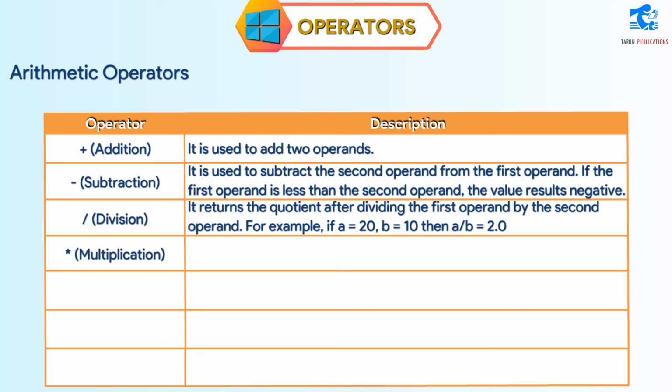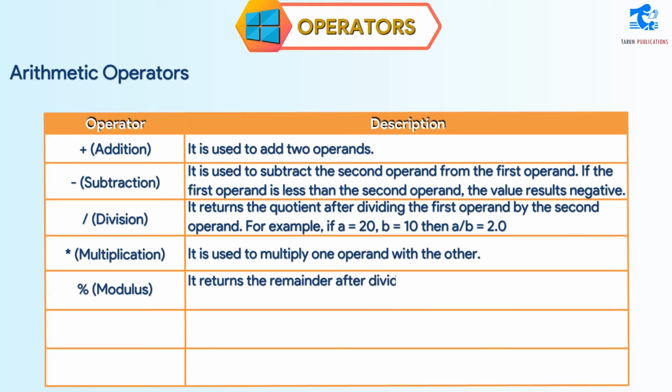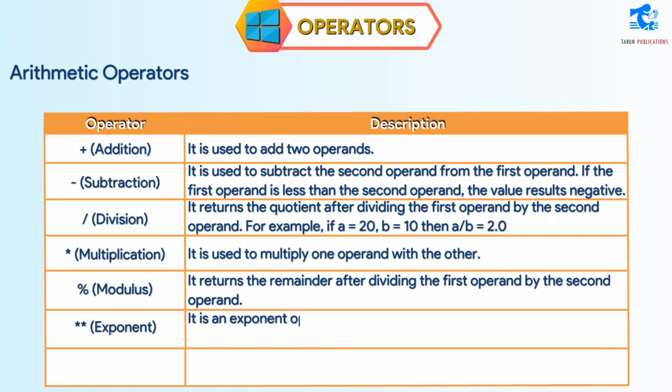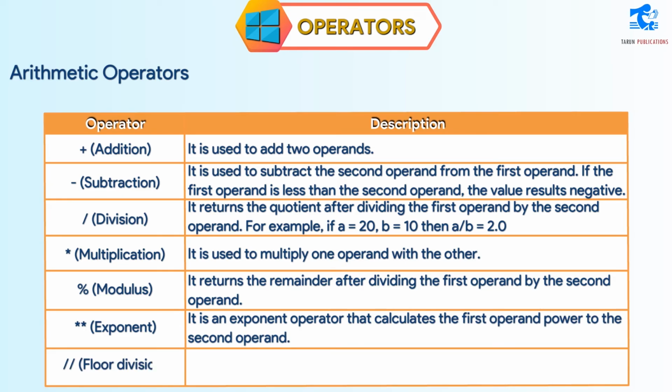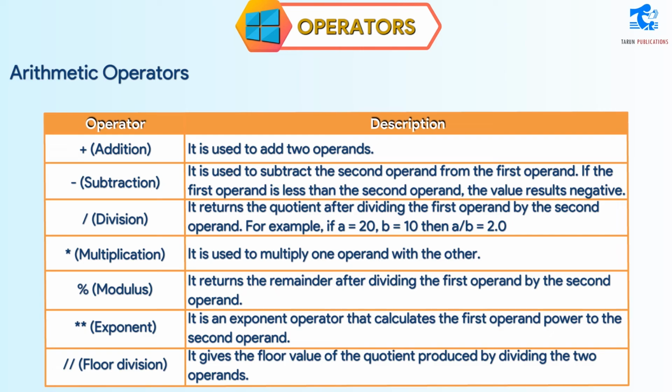Asterisk, multiplication: it is used to multiply one operand with the other. Percent, modulus: it returns the remainder after dividing the first operand by the second operand. Double asterisk, exponent: it is an exponent operator that calculates the first operand to the power of the second operand. Double slash, floor division: it gives the floor value of the quotient produced by dividing the two operands.